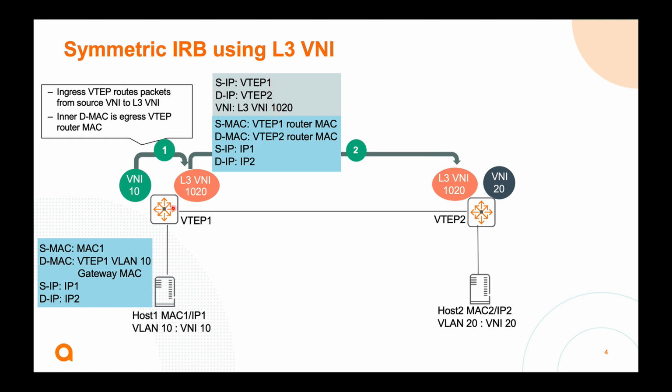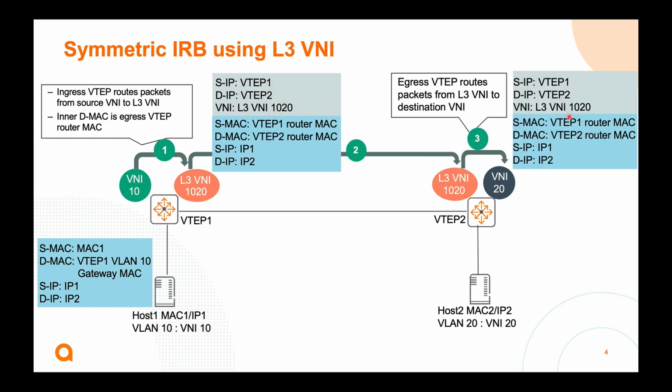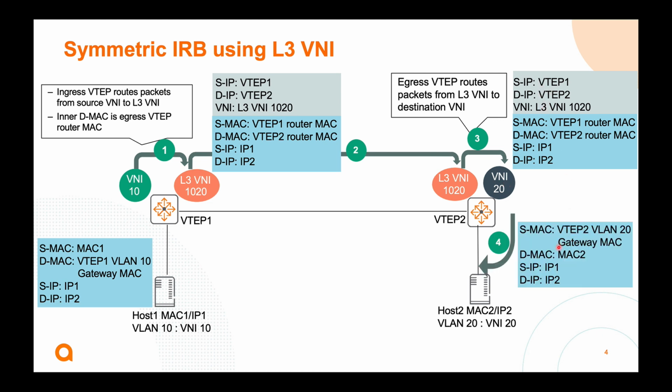Source IP, destination IP are the VTAP IP. The VNI is now using the layer 3 VNI. That traffic is sent to the egress VTAP. He will receive it, decapsulate the VXLAN, and he will route to the destination VNI or VLAN. See, this top part is removed, and now it is sent to this destination MAC 2. But the source MAC is actually VTAP 2's gateway MAC address.